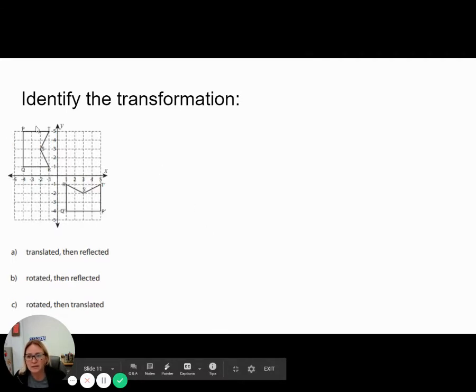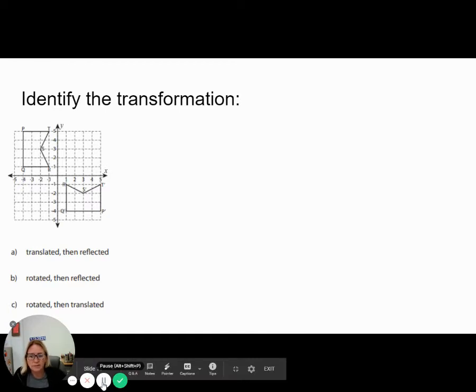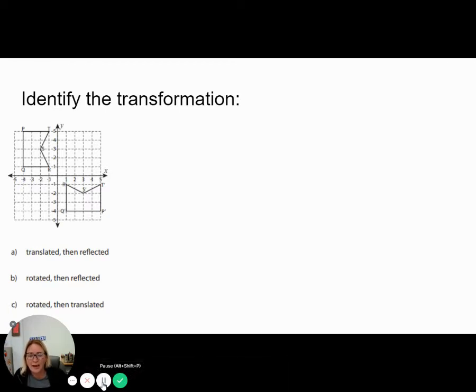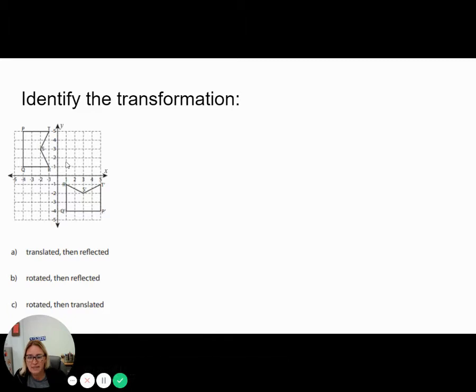This next one again is going from this pre-image up here in the left to this image down here. What was done? Okay, this was a tougher one, okay? So you had to really try to visualize it. So this figure was actually rotated 90 degrees and then reflected across the x-axis. So it would have been B.